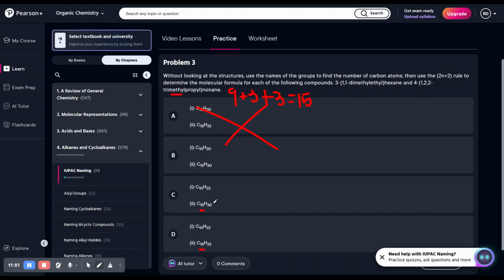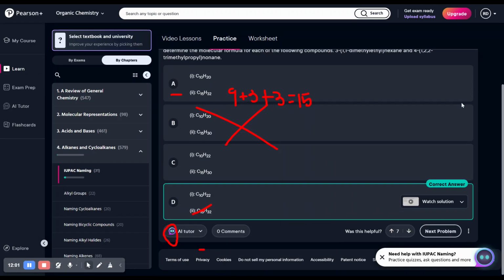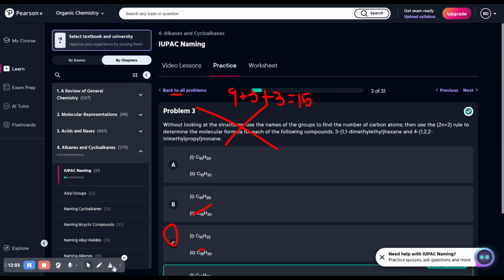C shows 30, so this is wrong. But D shows 32. So this one is correct. We go ahead and switch to the pointer thingy. Come down here, check answer, and we are correct. Sweet. So let me go ahead and clean this up and go on to the next problem.